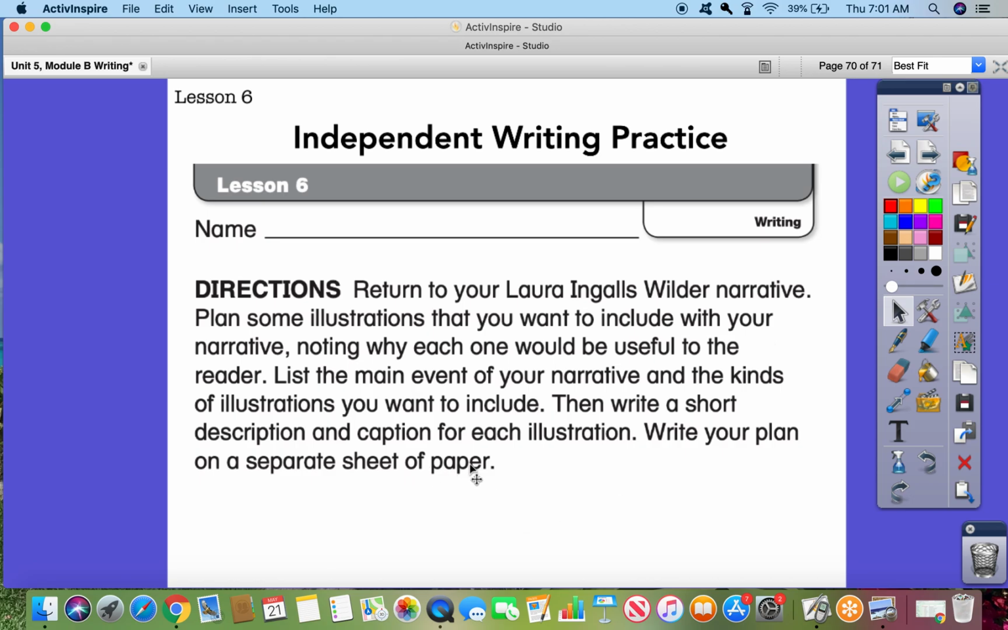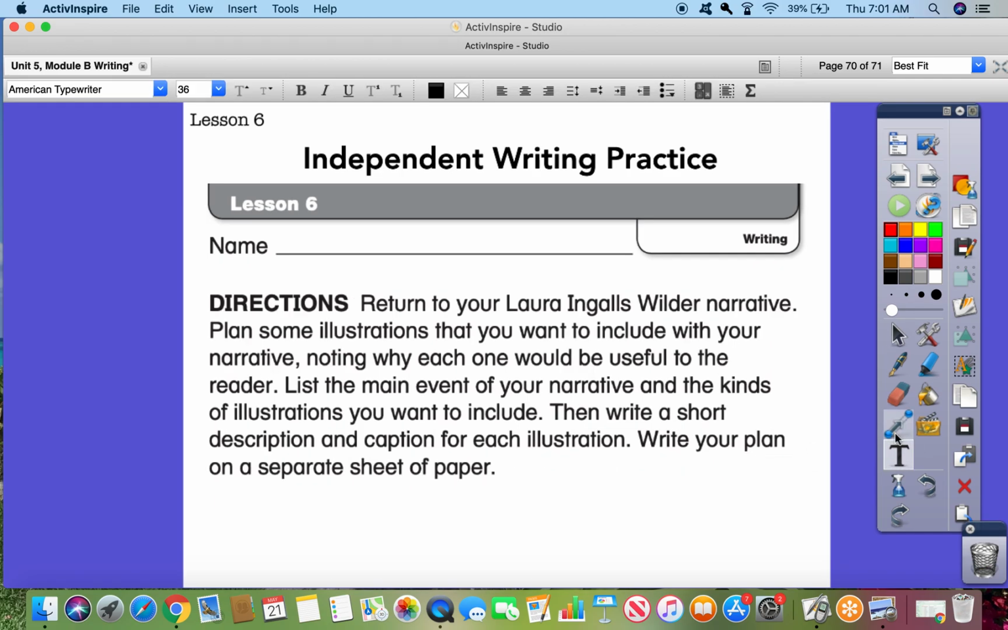So you're going to be typing this in. So what you could do, I'll show you, right? If you wanted to include a photograph, you could type in photograph and then explain why this is going to help your reader better understand your writing. Okay, and you can include what the photograph would be. You might also want to include a map or an illustration.